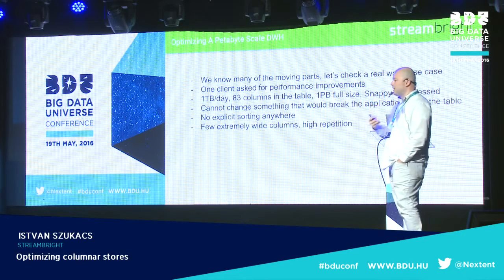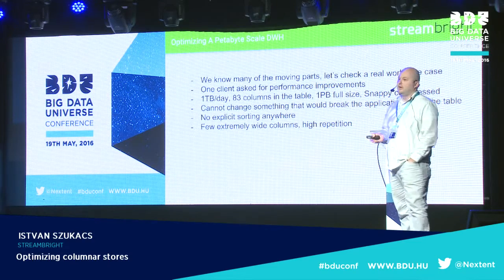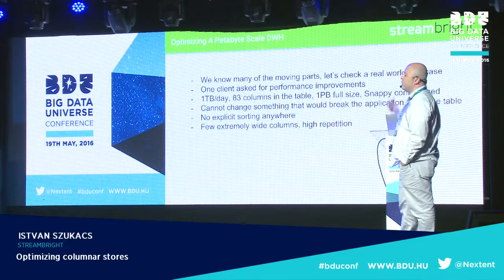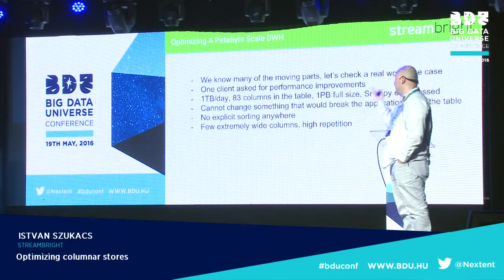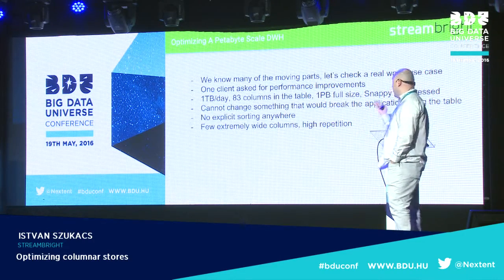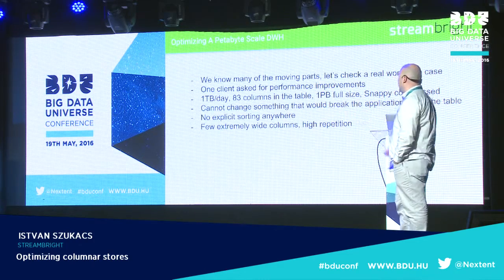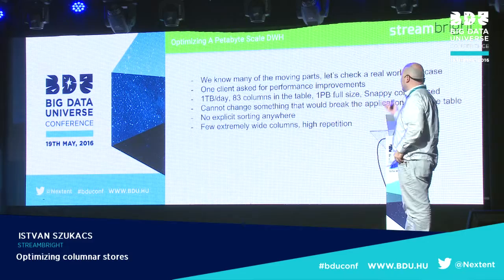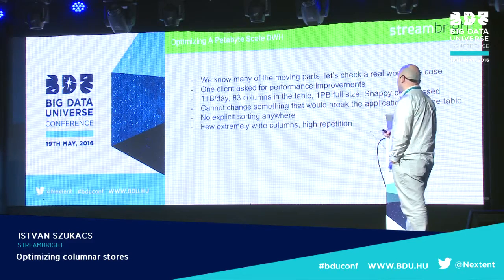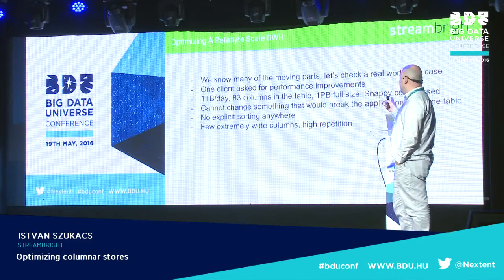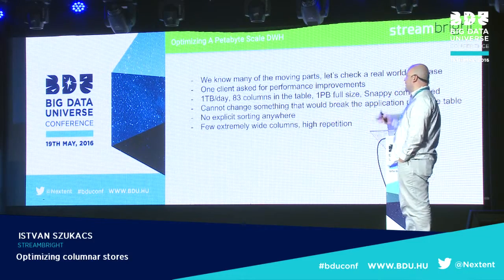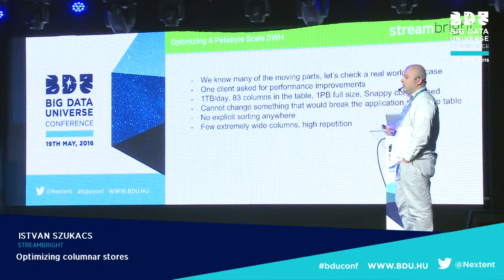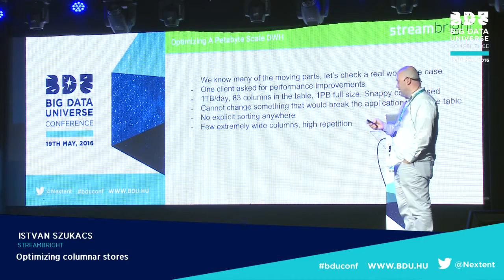So basically they were missing out on lots of optimization by not sorting the data at insertion time. Because we learned that if you sort your data, then you can apply, for example, run-length encoding. But if you don't sort it, it cannot figure that out by itself. So this was a big optimization opportunity. And they had a few extremely wide columns, meaning large strings, and high repetition. That's really important. They also had high repetition.